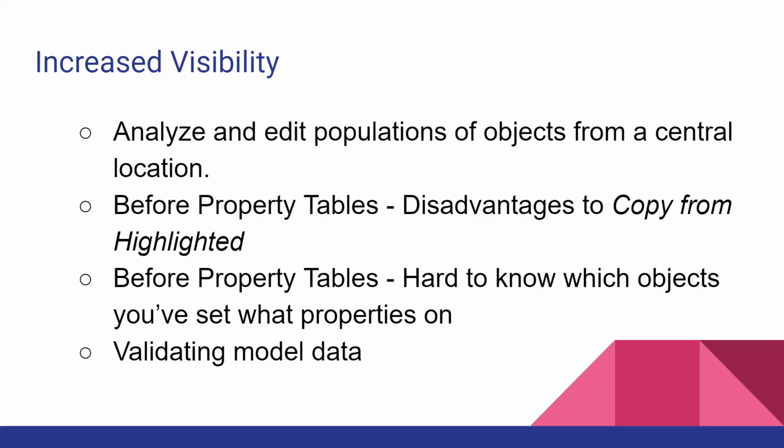What if you accidentally changed a property on one or more objects, or you intentionally changed it, but later decided you didn't want that change? Often it's hard to know which objects you changed without visiting each object and seeing, okay, this is what I changed. It's also good for validating your model data. So using property tables, you can slice and dice your visibility into your model, using filters, sorting, etc. And that way you can verify what the object properties are and what they should be.